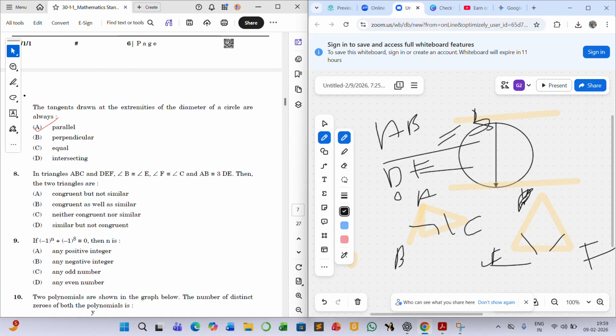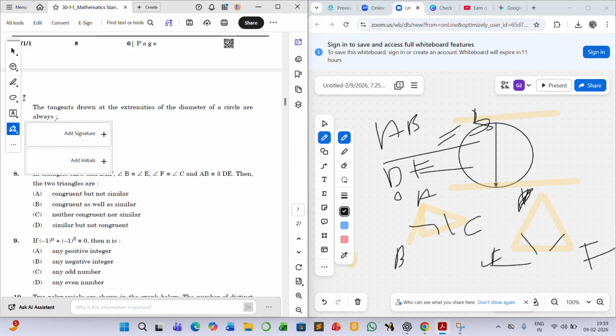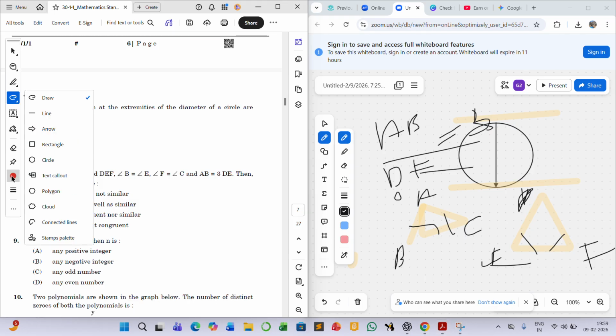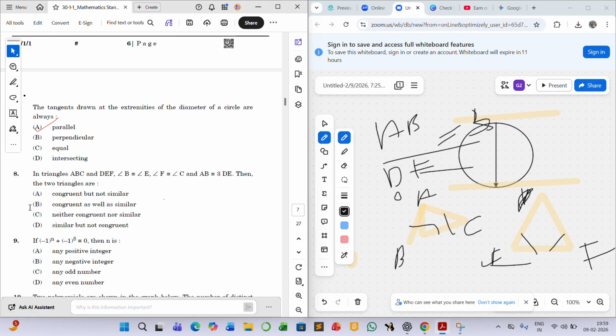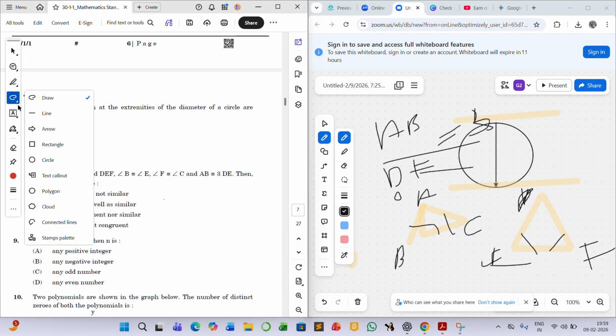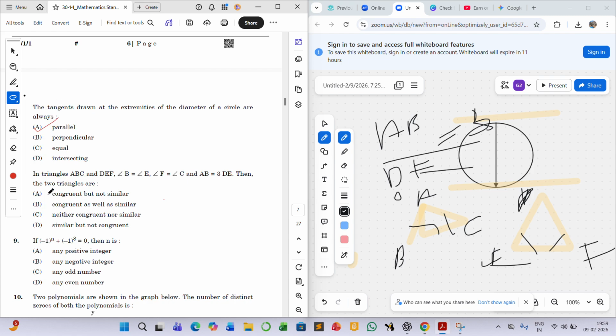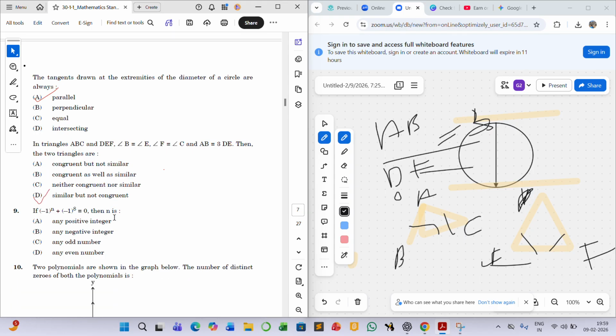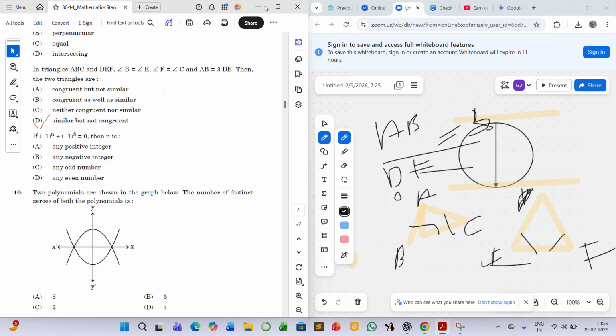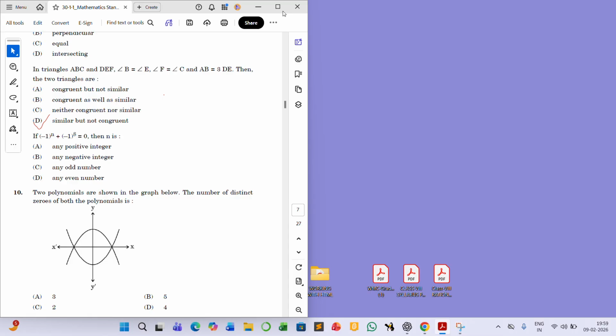If they were congruent, then AB should have been equal to DE, but AB upon DE is equal to 3. Hence it is not congruent, because if it were congruent, the sides must have been equal. So the correct answer is similar but not congruent. D. Okay.